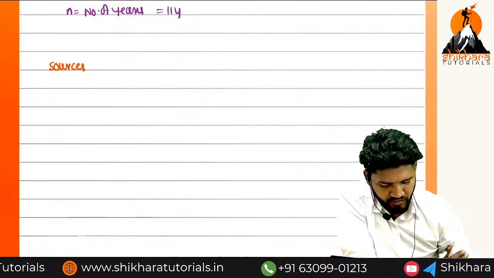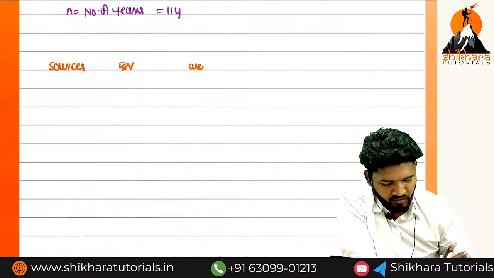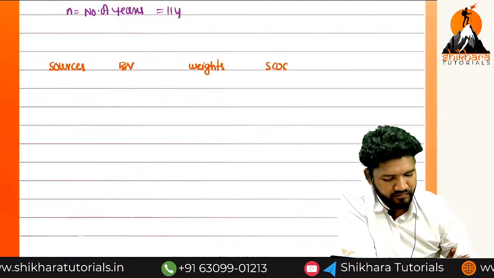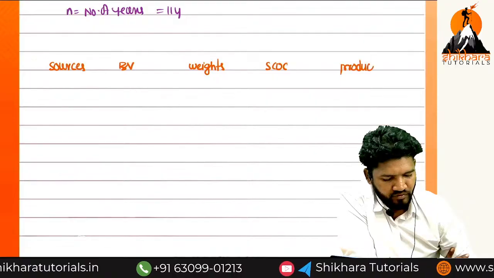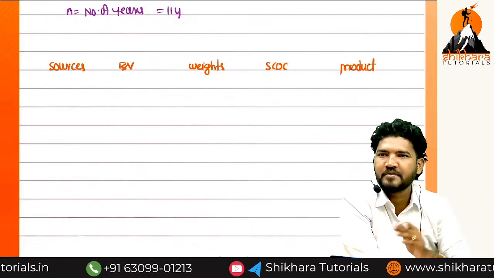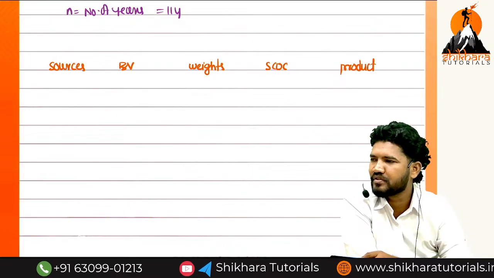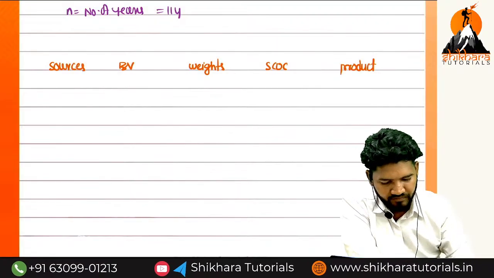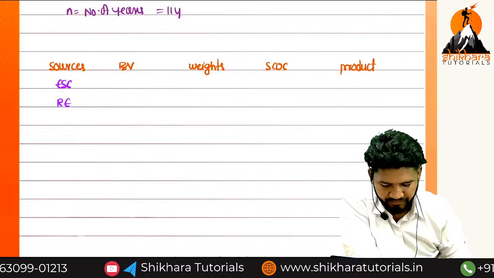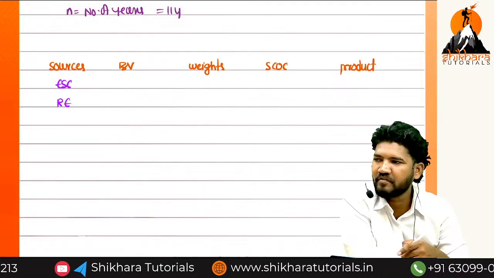Sources, book value, weights, specific cost of capital, product. When it comes to book value, a split is needed. There is no concept of split here. You can observe the question also. They have clearly given values. Equity share capital, please. Equity share capital, rate on earnings. What percentage of preference shares? Percentage given in the additional information.